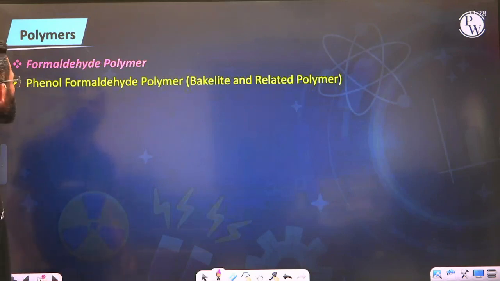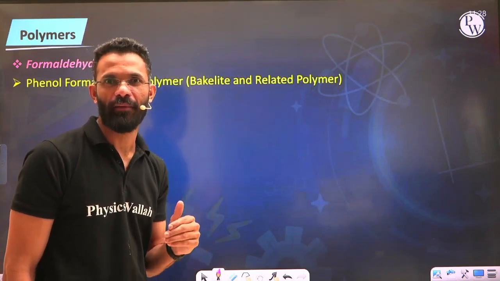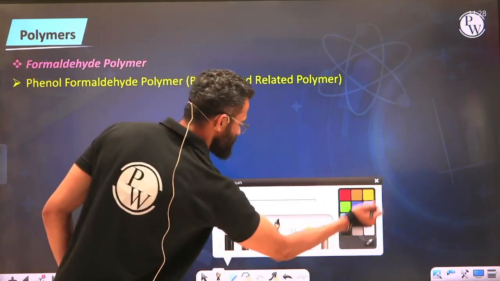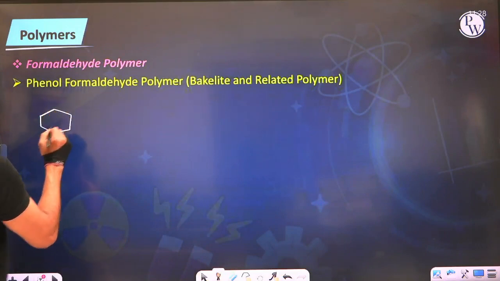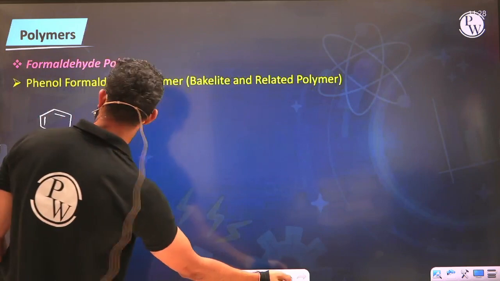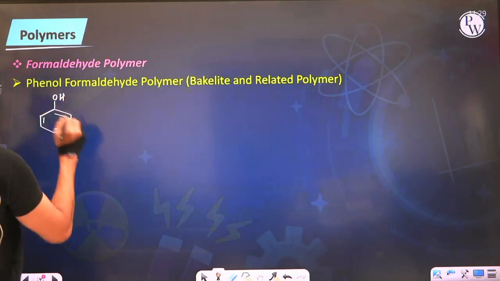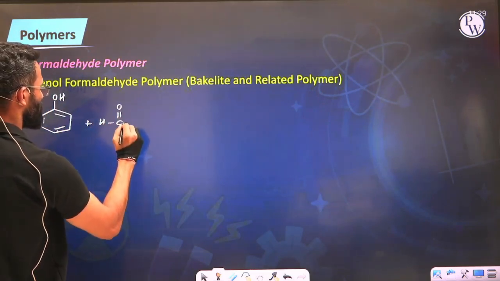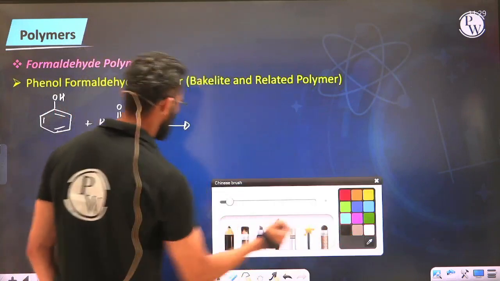So basically, this polymer talks about a formaldehyde polymer where we allow formaldehyde to react with phenol in this case. And another example will be formaldehyde allowed to react with melamine. As of now, let's talk about polymer formation of formaldehyde with phenol. Let's say we have taken phenol and allowing this to react with formaldehyde. This reaction we can carry out either in acidic or in alkaline condition.